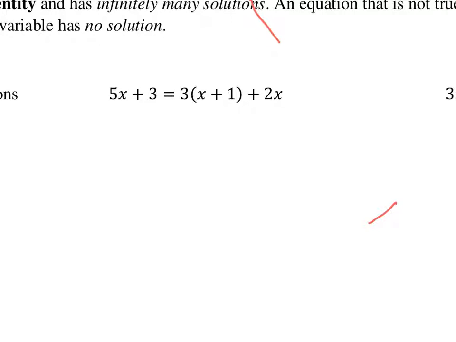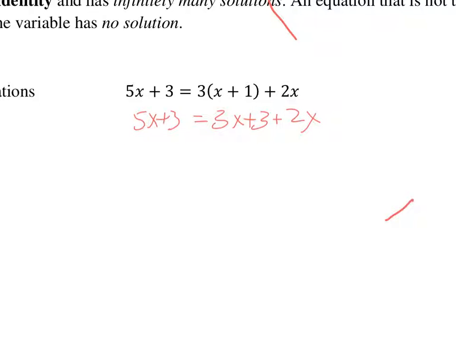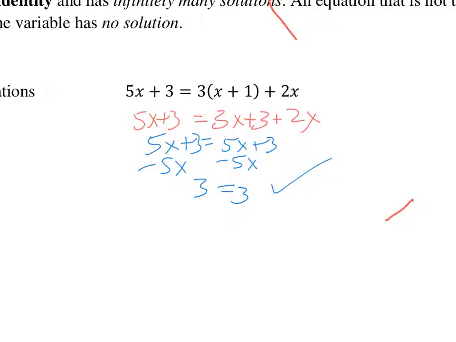Okay, so let's try this out. First step, simplify. So 5x plus 3, can't do anything with that side. And we have 3x plus 3 plus 2x on the right side. So combining like terms, we get 5x plus 3, and on the left 5x plus 3. Now that's enough to see that they're exactly the same, but just to prove it, subtract the 5x, and 3 equals 3. Well, that's true. In fact, it's always true. It doesn't matter what x is. So we say all real numbers.